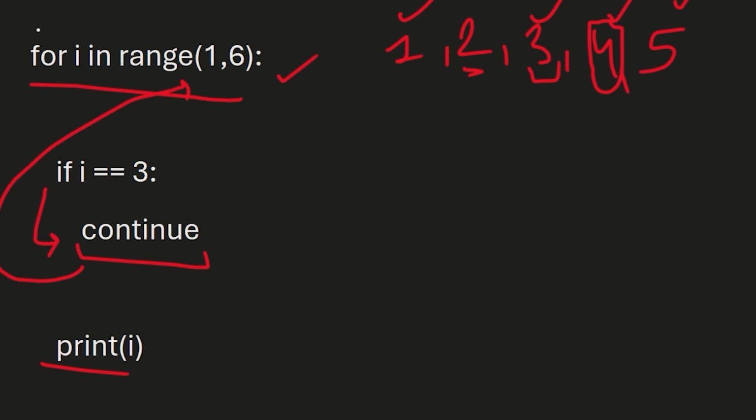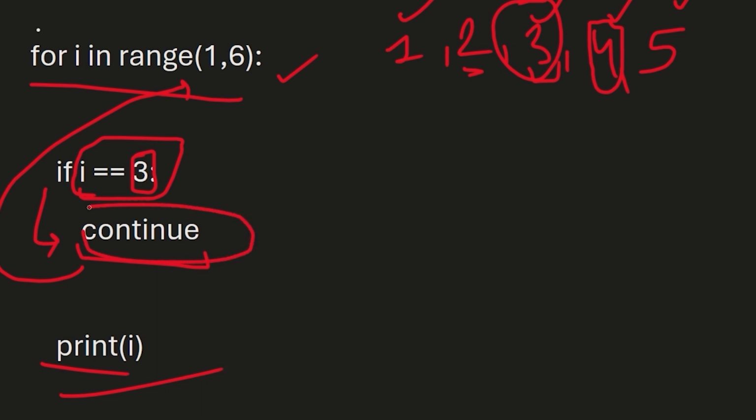So what happened over here? You noticed that the value written over here is skipped. When i is 3, it will skip that value. It will not print it. Continue generally means to skip an iteration. Whenever the condition is met, it will skip that iteration. This is the simple meaning. So whenever i is equal to 3, it will skip that iteration.